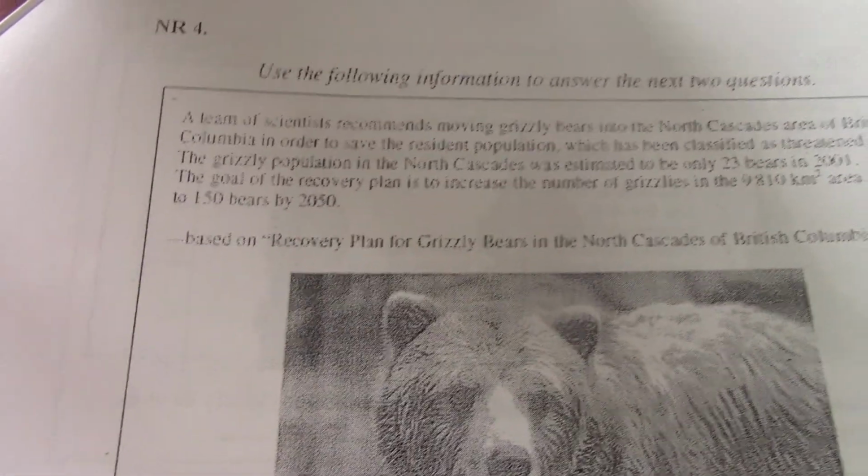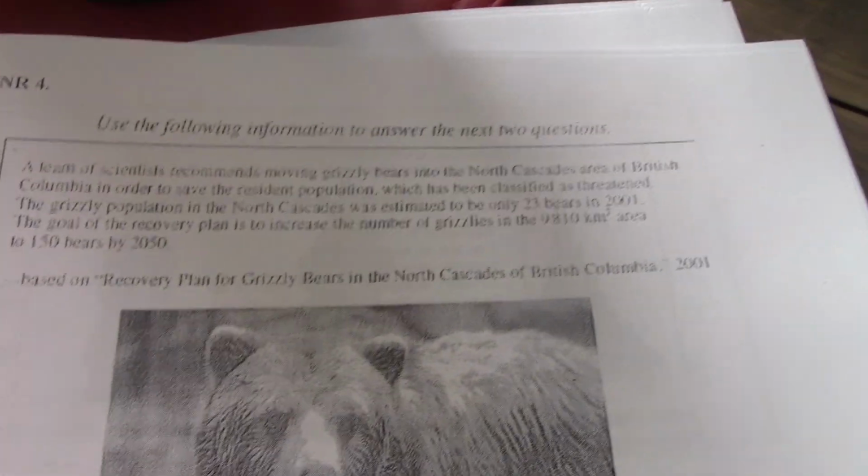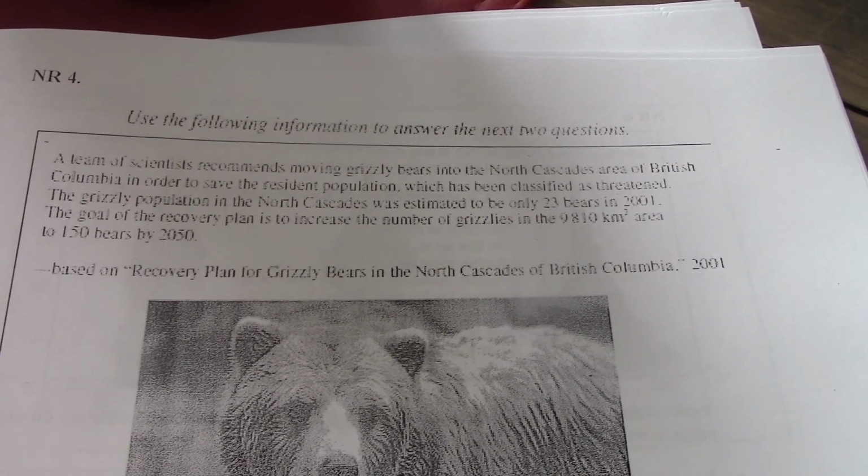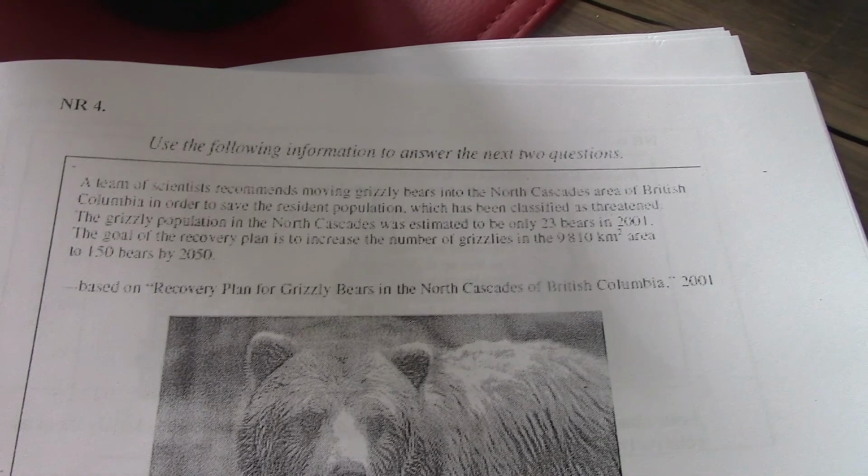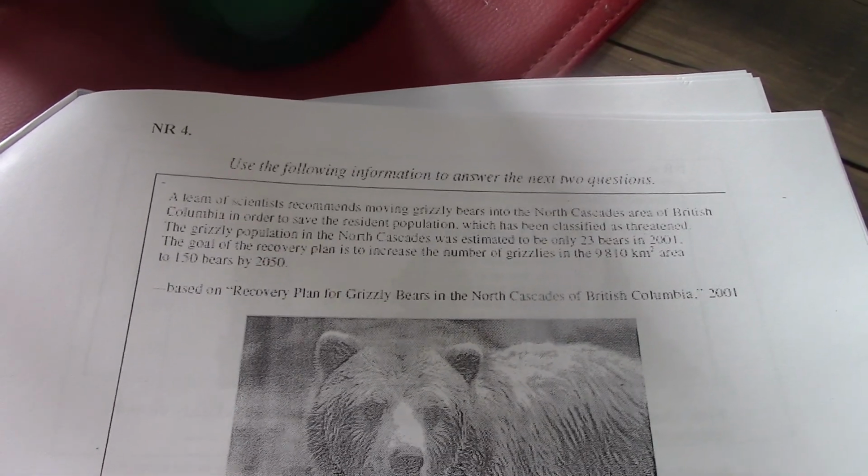Numerical response 5 in your unit test is asking about grizzlies. It's asking about per capita growth rate. Okay, so you could find the growth rate required for this, right? So there's 23 bears in 2001. By 2050, they want 150 bears, right? So your NI would be 2001, your NF would be 2050, your time final, your TF would be 2050, and your TI would be 2001. Your initial population number is 23, and your final population number ideally is 150, right?